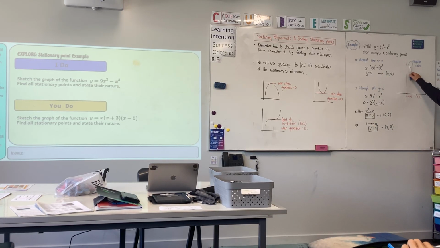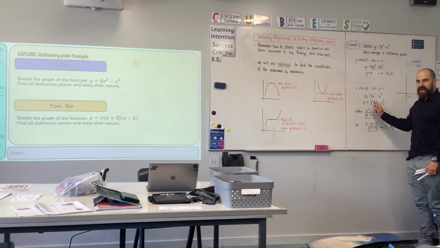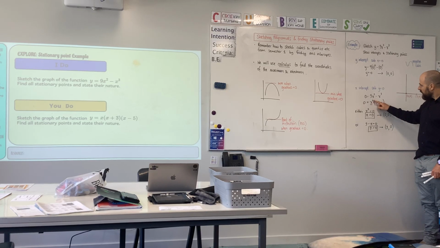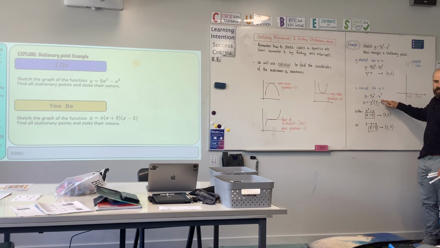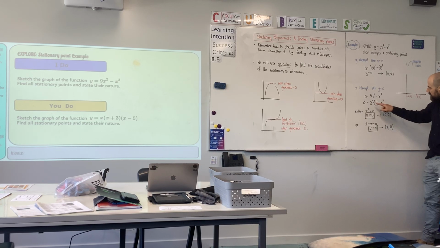Okay, if it's a negative cubic, but it only touches the graph at these 2 points, one of them is going to have to be the turning point and the other one's going to be an intercept. All right? And this is because this one is the squared part. That's where my turning point's going to be. And because this one is the linear part, that's where I'm just going to pass through the intercept point. That's going to go straight through.